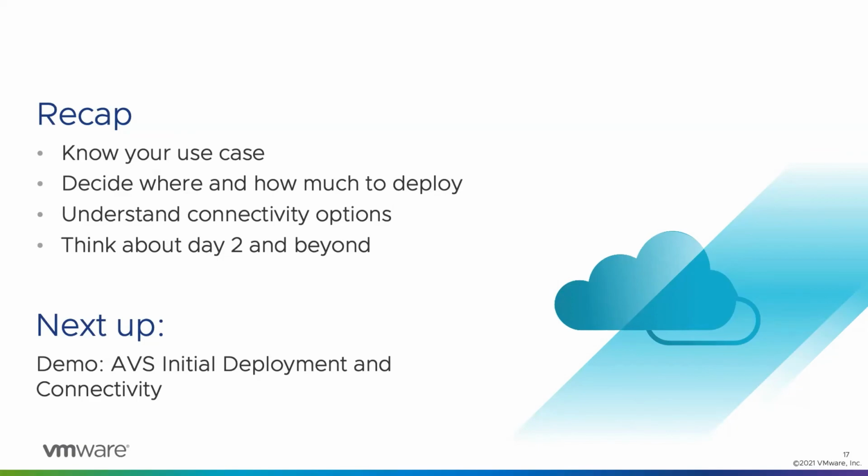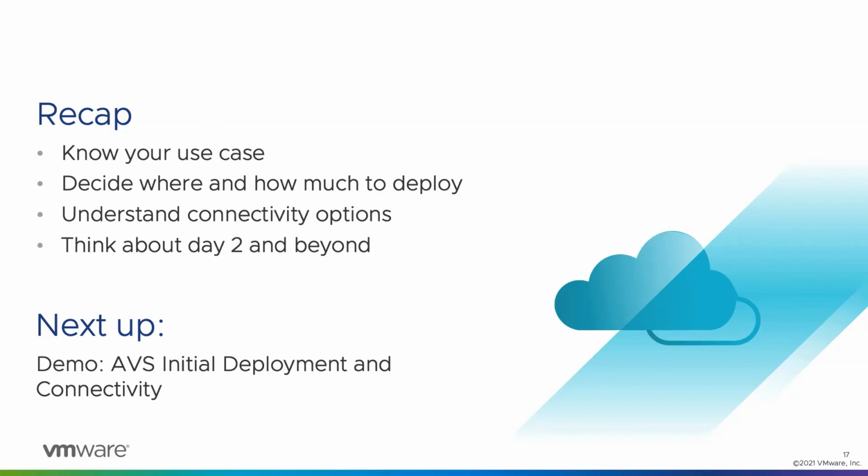Next, we decide where and how much we're going to deploy. So this is talking about what regions, do we need to be close to certain users or certain geographical locations? And how large do we need to make our private cloud? What kind of workloads are we going to host there? Next, we need to understand our connectivity options, whether that is using a site-to-site VPN, whether that's using ExpressRoute, and some of the other connectivity options that you can leverage within Azure.